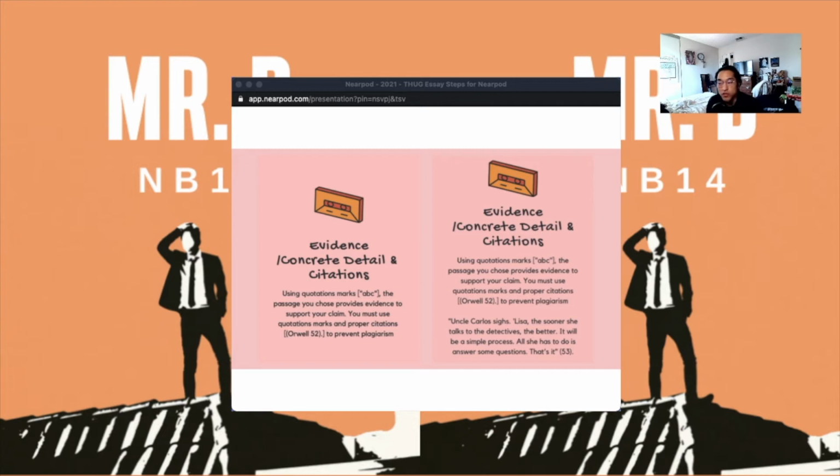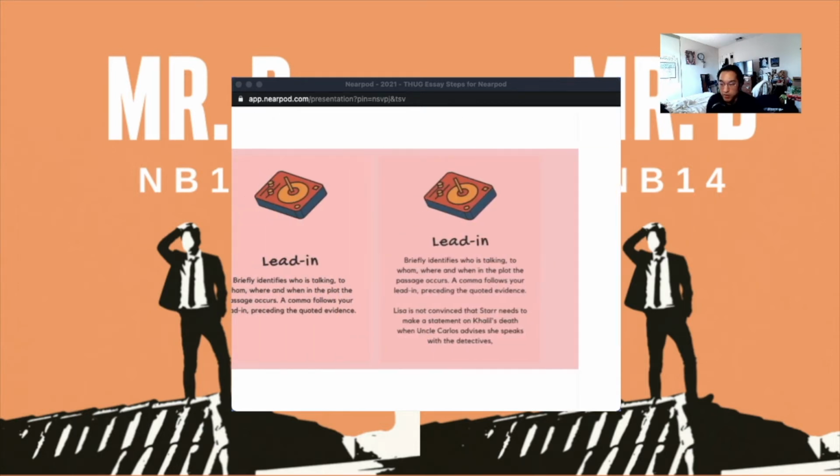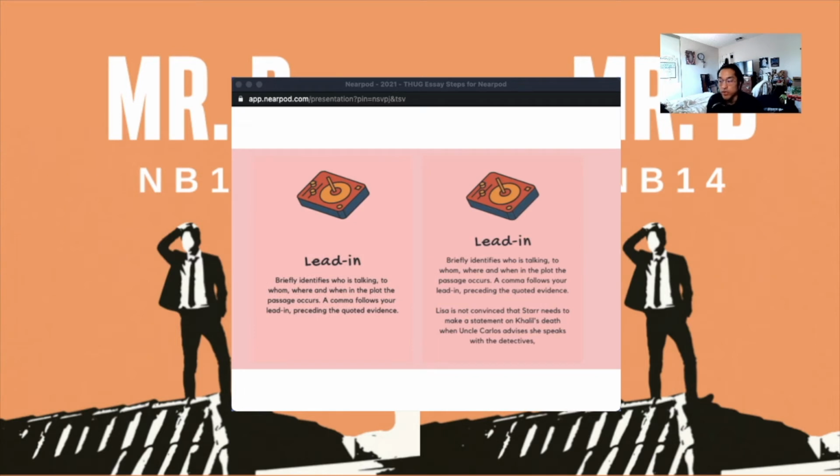You want to include enough information so that when your reader is reading the concrete detail or evidence, they have a fuller understanding of what is going on and what is being said in the evidence that you provided. So again, what's important to note about the lead-in is that you are not including any sort of analysis. It's more or less fact because you're providing context of what's happening in the story. You're not yet providing your opinion, which you will do after the concrete detail.